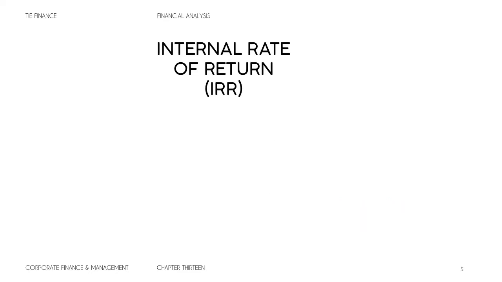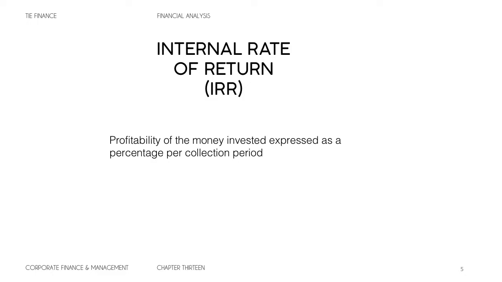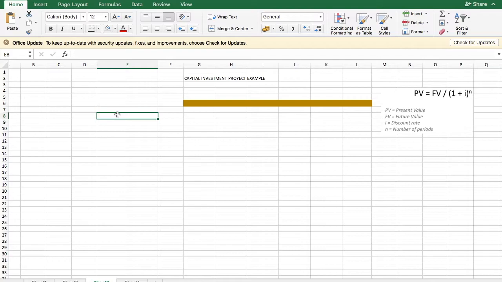So let's talk about the internal rate of return. This is basically the profitability of the money invested, expressed as a percentage per collection period. The higher the internal rate of return, the more desirable it is to take the project. Calculate the net present value.